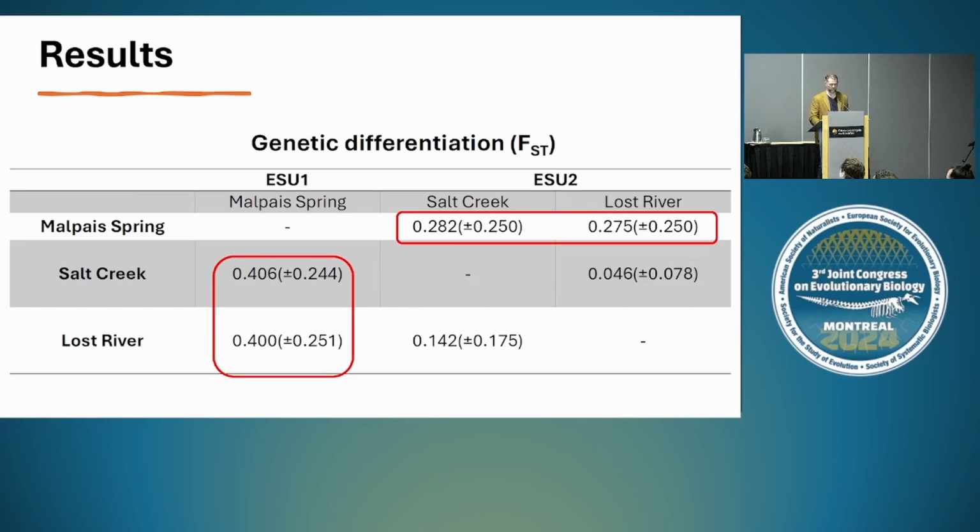However, we were totally blown away when we looked at the global FST values between ESUs. We're looking at values of 0.2 to 0.4. So again, very, very high levels. We went back and double checked and triple checked our data, but it was consistent.